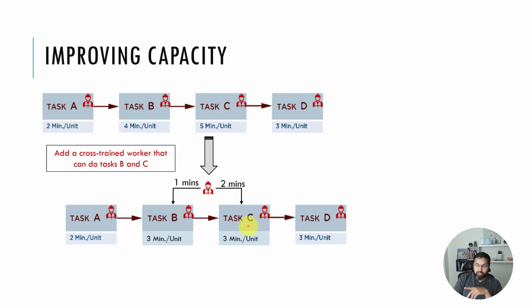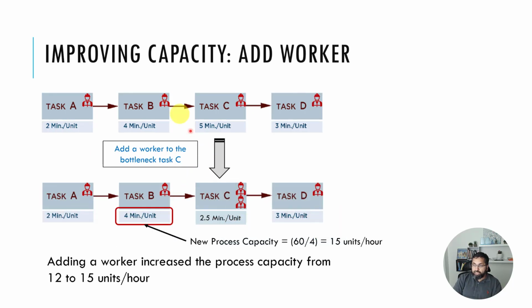If you only give it the time to task C, if you give all your time to task C, you end up in this situation where B is a new bottleneck, which is not that far from C in terms of capacity. And so you just go from 12 to 15, just a little bit bump in capacity.